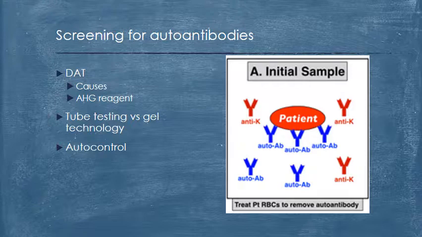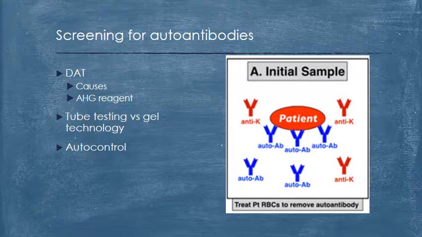Now the positive DAT can be caused by either cold or warm autoantibodies. It can also be caused by certain drug interactions, as well as if it's an infant, you have to be concerned that it's HDN or potentially a delayed transfusion reaction. So you have to know the patient's history. Are they taking any one of the drugs that can cause a positive DAT? Have they recently received a transfusion, or is it an infant who was recently born? Those things might cause a positive DAT as well.